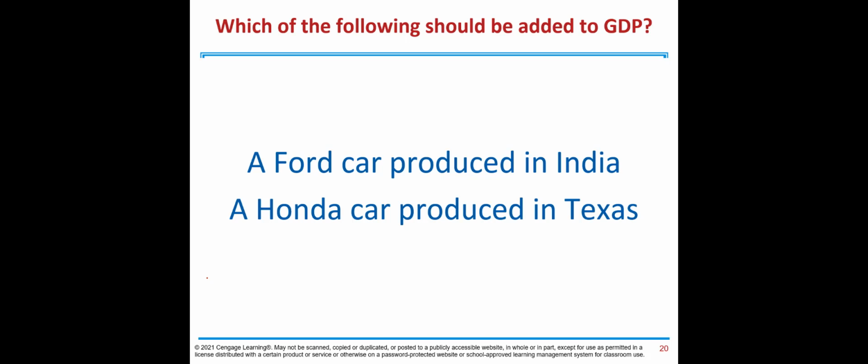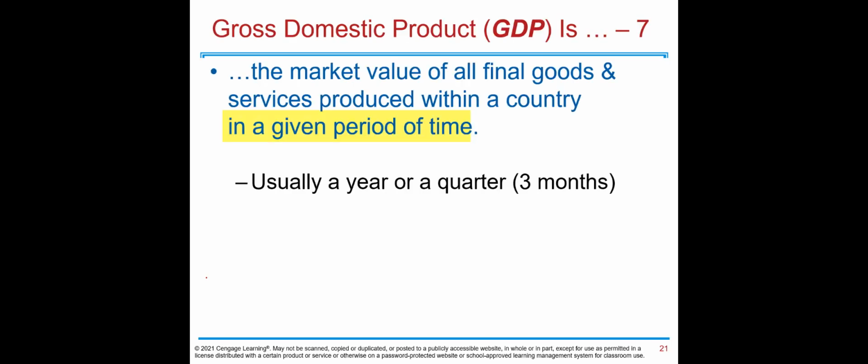So geographical proximity is important for GDP. Everything that has to be produced in the country in order to be counted in GDP, doesn't matter the nationality of the company. So a Ford is an American company, but it produces in India, therefore it's not included in the GDP of USA. A Honda car, on the other hand, although Honda is not an American company, it's produced in Texas, it is included in the GDP.